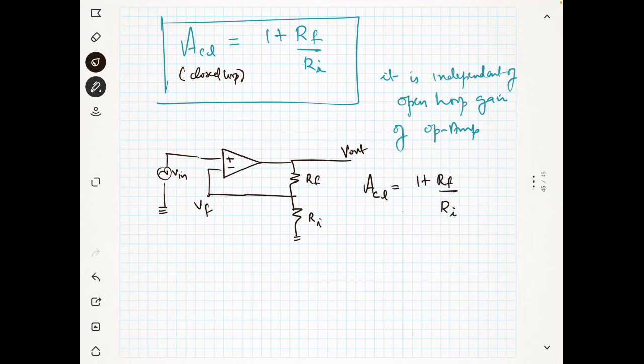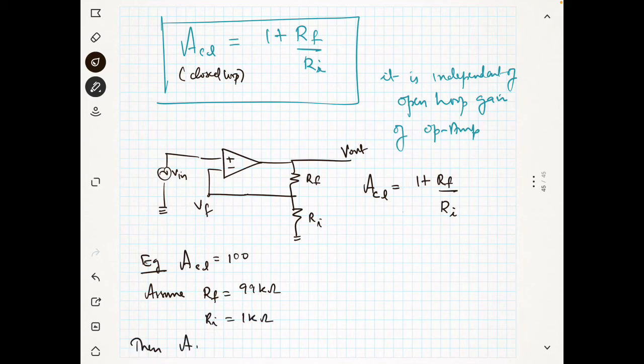Okay, so let us assume, suppose you want a gain of 100. Example, you want a closed loop gain of 100. So what I will do, let us assume Rf is equal to 99 kilo ohm and Ri is equal to 1 kilo ohm, then closed loop gain is equal to 1 plus Rf is 99 kilo and this is 1 kilo. So 1 plus 99, you will be getting it as 100.